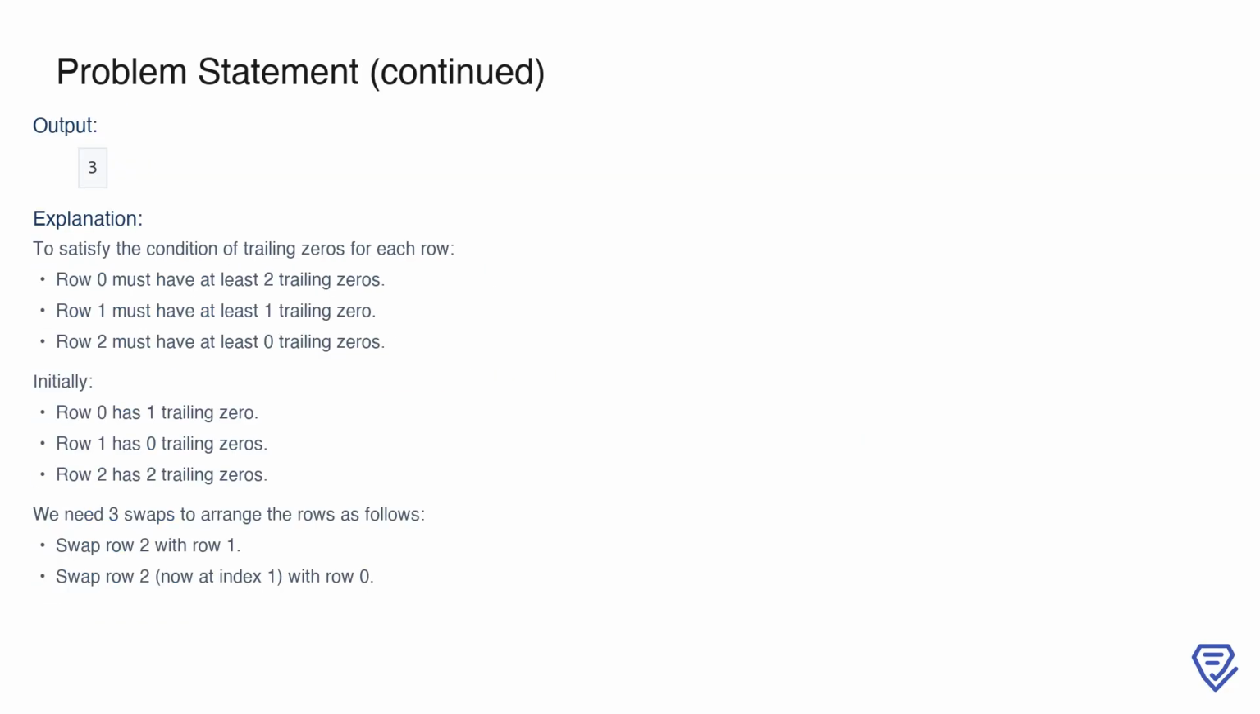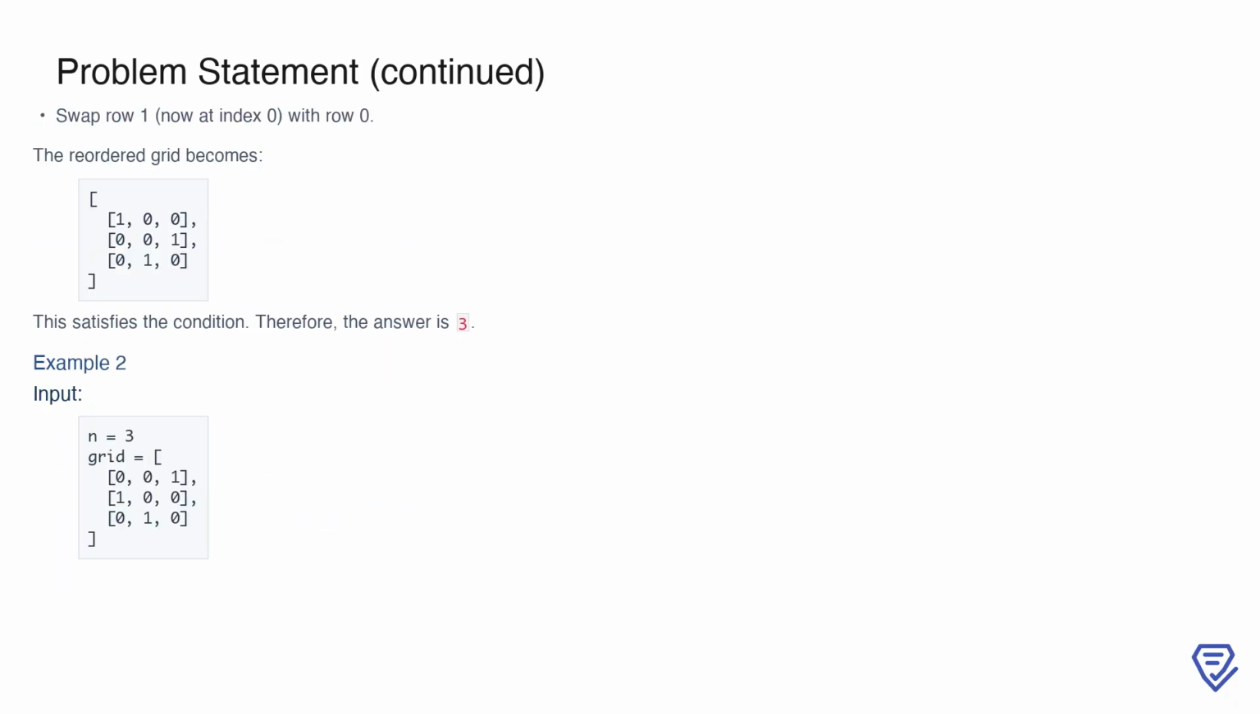For example, consider a 3x3 grid where n is 3, and the grid is represented as follows. The first row is 0, 1, 0, the second row is 0, 0, 1, and the third row is 1, 0, 0. The output for this example is 3. To meet the condition, row 0 must have at least 2 trailing zeros, row 1 must have at least 1 trailing zero, and row 2 must have at least 0 trailing zeros. Initially, row 0 has 1 trailing zero, row 1 has none, and row 2 has 2 trailing zeros. To satisfy the condition, 3 swaps are necessary.